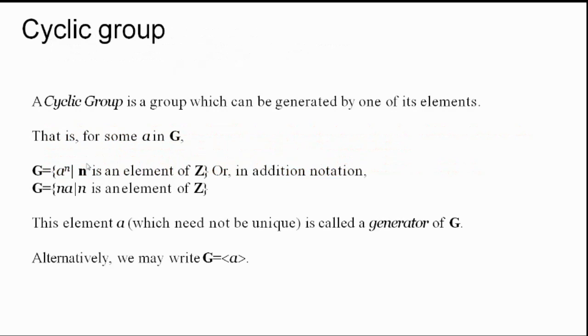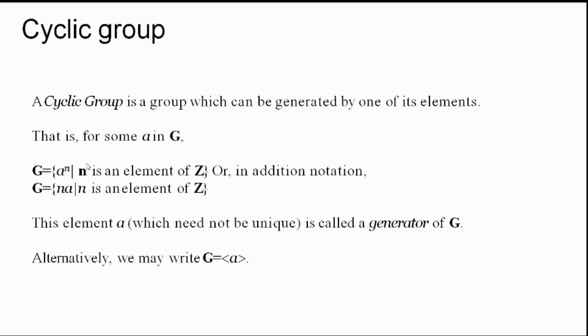Next is cyclic group. Cyclic, the name itself tells you that the same value will be used for producing the group. One element will be taken, and with that element only the group will be created. A cyclic group is a group which can be generated by one of its elements. That is, for some a in G, G = {a^n}. That means it may be simply a, or aa, or aaa. Like that, the group will be generated.